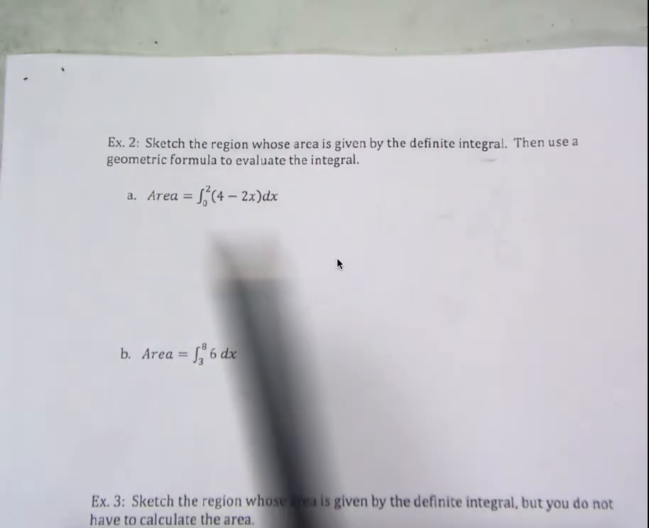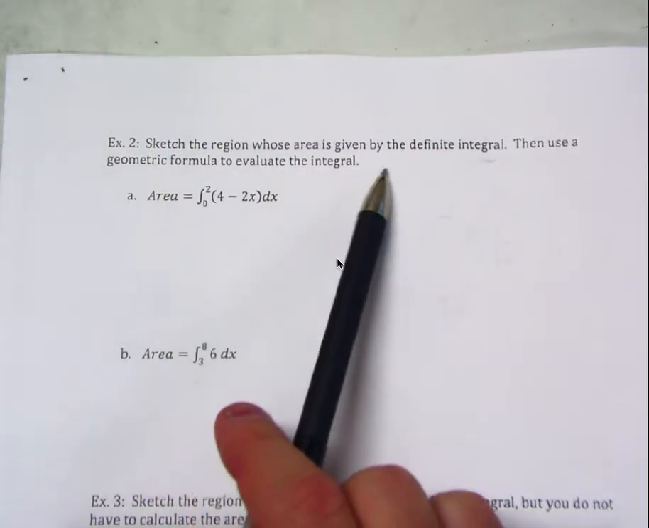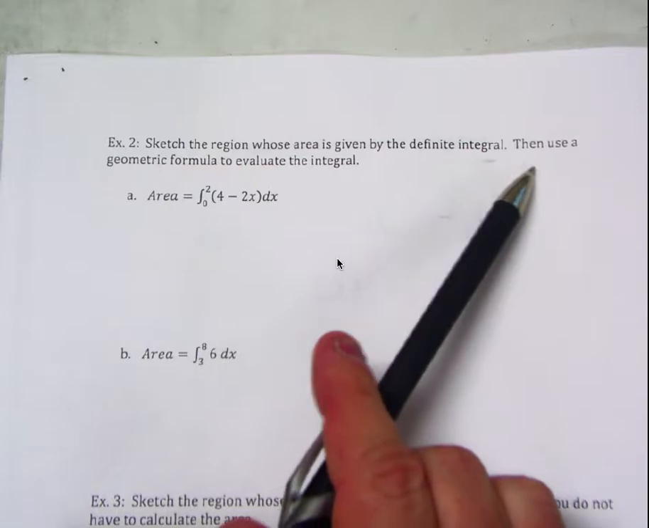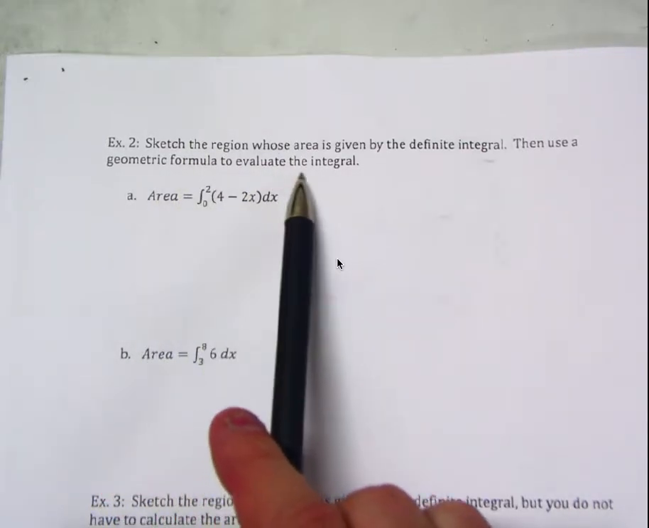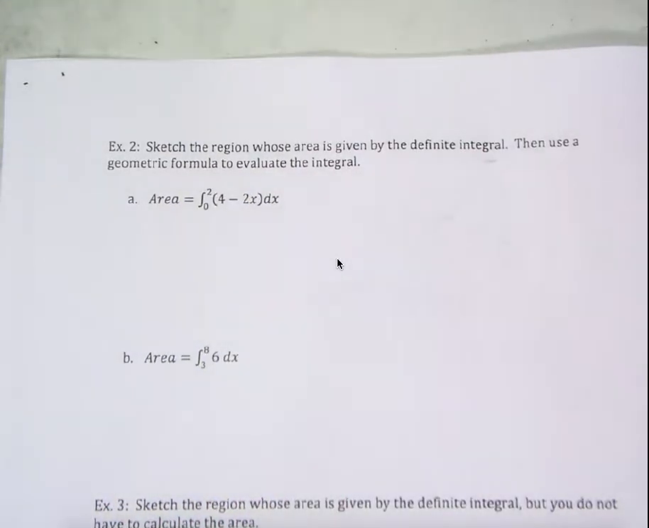It says, sketch the region whose area is given by the definite integral, then use a geometric formula to evaluate the integral. Since definite integrals are all about area, oftentimes we're going to have to use geometric formulas that you know from geometry. Like you're going to have to know how to find the area of a triangle, a rectangle, a square, a circle. All those 2D shapes that showed up all the time, we're going to have to know how to calculate those areas. They show up a decent amount of times on the AP exam.